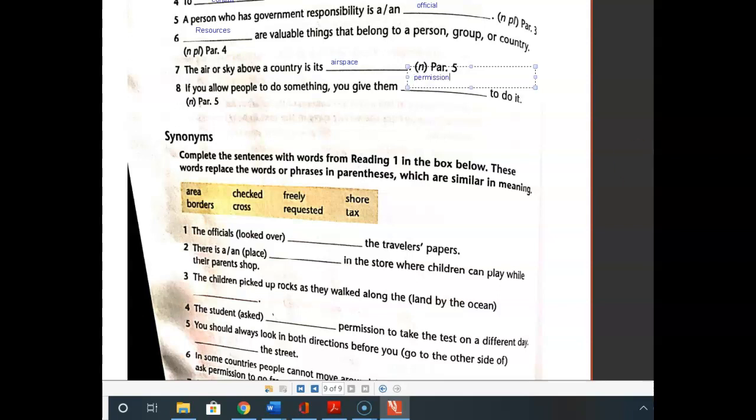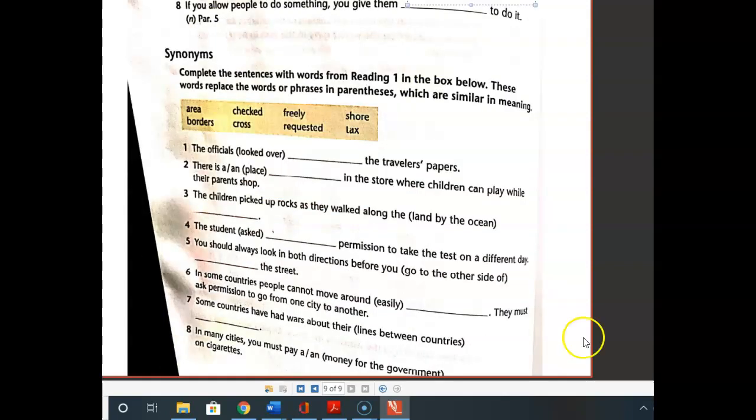Okay, let's look at the last part, which is synonyms. So here we have 8 vocabulary words and 8 sentences. The officials looked over the traveler's papers. Notice that this is a past tense verb, looked. So maybe our answer will also be a past tense verb, like I see 2, checked or requested. Which one means more like looked over? Hopefully you said checked. Check and look over are similar.